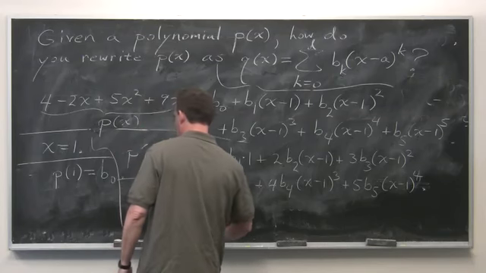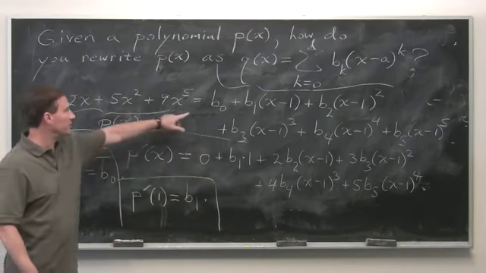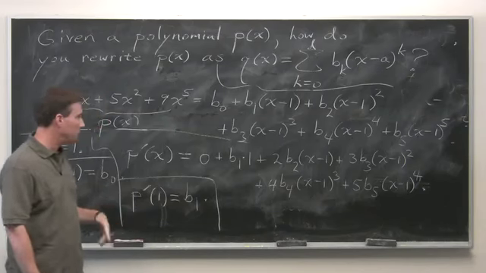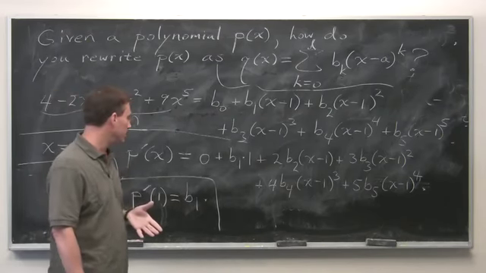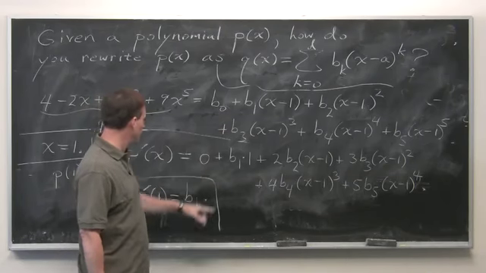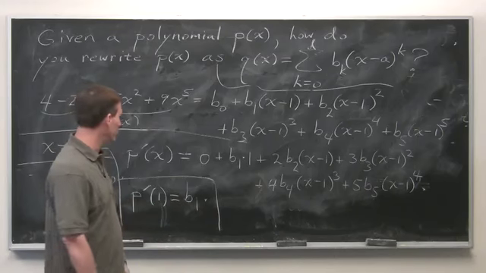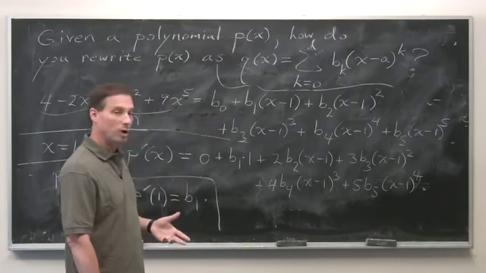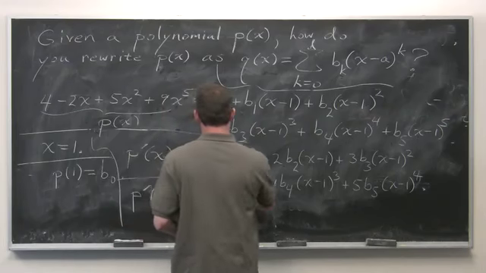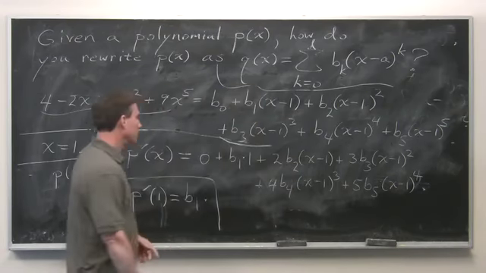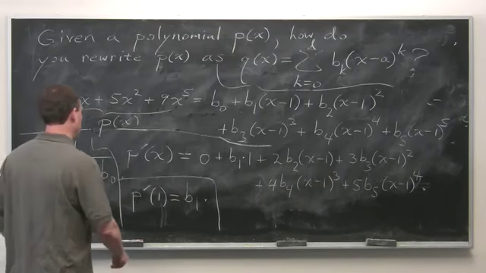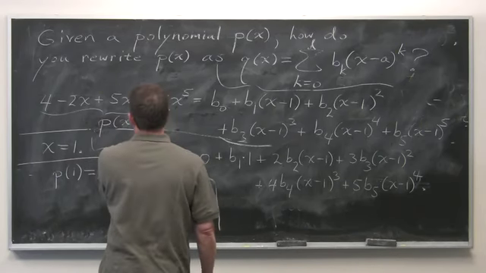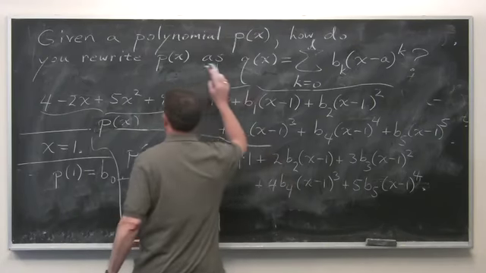So b naught, the constant term of this rewritten polynomial, has to be p of 1. b1 has to be p prime of 1. You might at this point suspect, all of these coefficients over here are just the derivatives of p evaluated at 1. So you might think b2 is the second derivative of p evaluated at 1. That is not correct. So why is that not correct? So when you take, so let me actually move to the general case. No, I won't move to the general case. Let me write it up here.